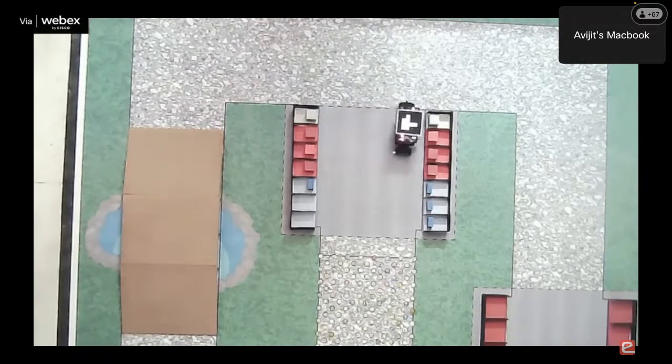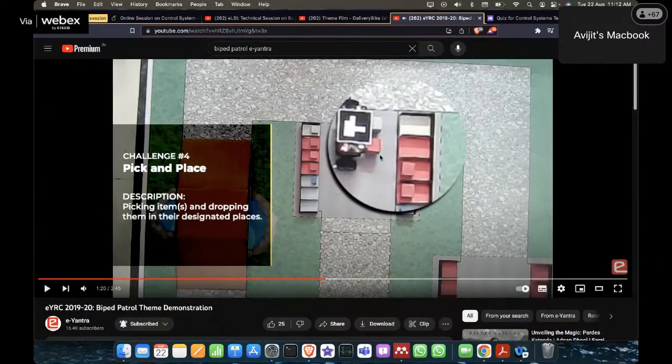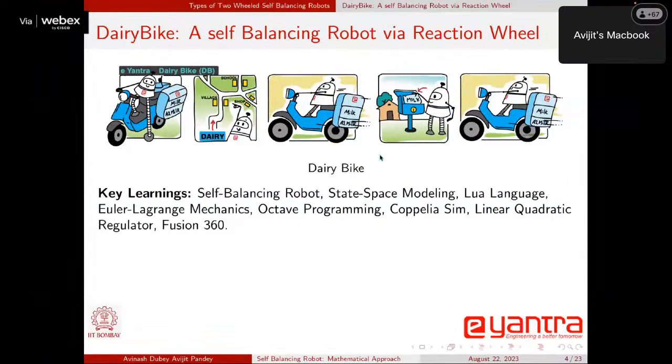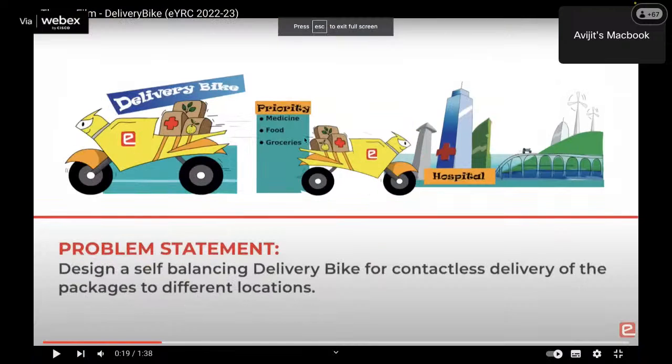Apart from that, we have also developed one more robot, which is called the delivery bike or dairy bike. We had two editions of it. It's a bit different from the robot under discussion. Let's see one example of the delivery bike.